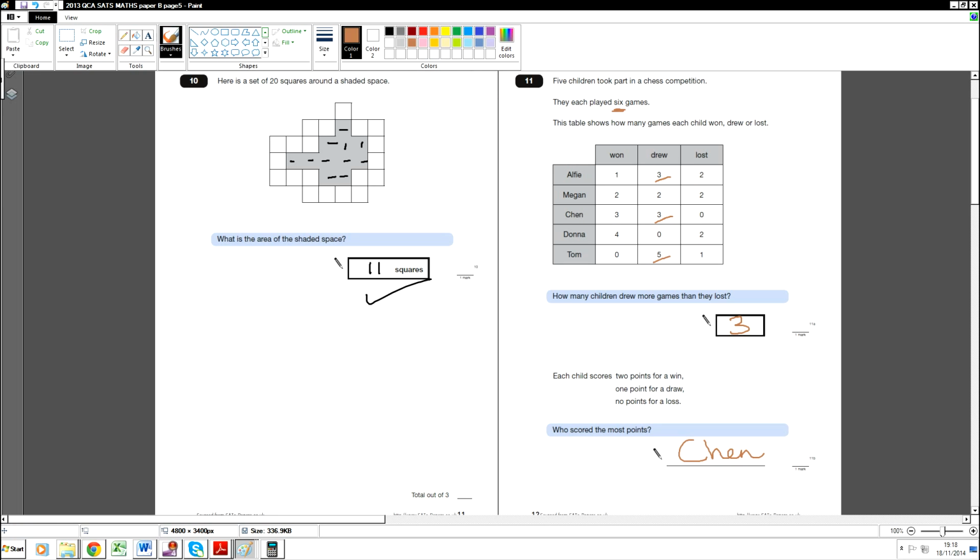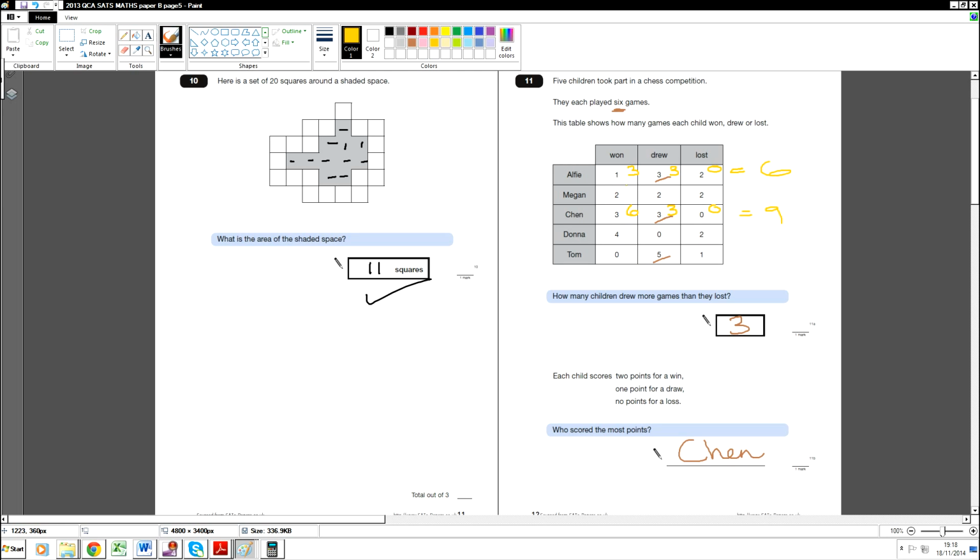Let's work it out. So it says 2 points for a win. So 3 wins, 3 times 2 is 6. And how many points for a draw? 1. 3 times 1 is 3. So 6 add 3, and you get nothing for a loss. 6 add 3 and nothing is equal to 9. Now, Alfie won 1, so he got how many points? 3. 3 times 1 is 3. And nothing there. 3 add 3 add nothing is equal to 6.